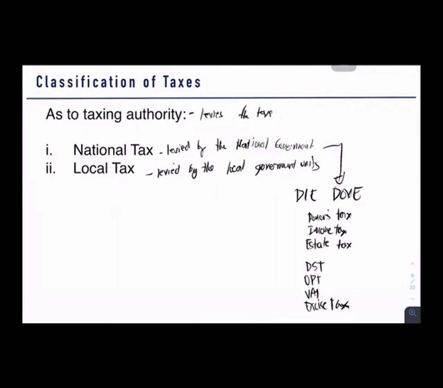First, we have your donor's tax. We already learned this a while back. A donor's tax is a tax on the donation of the property. The donation must be gratuitous, made during the lifetime of the donor. How about your income tax?